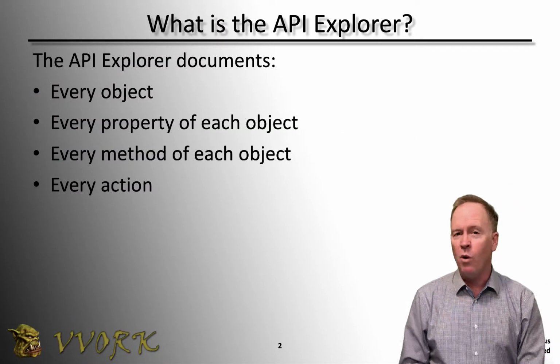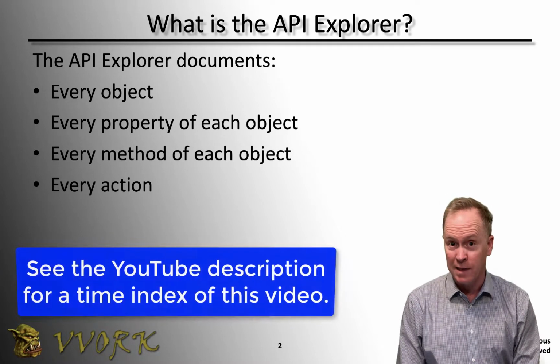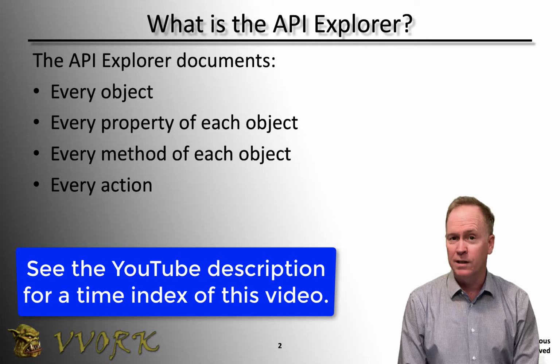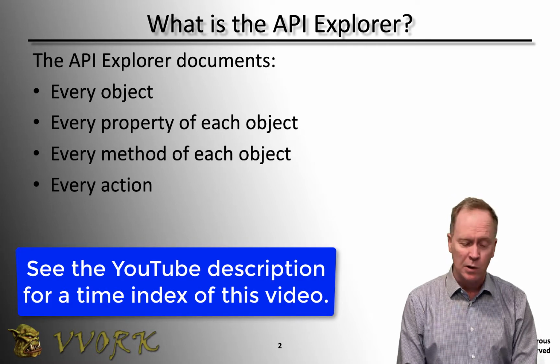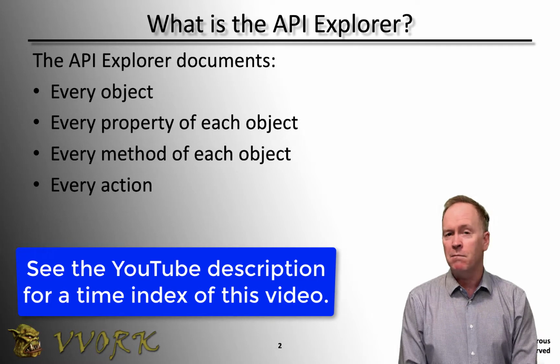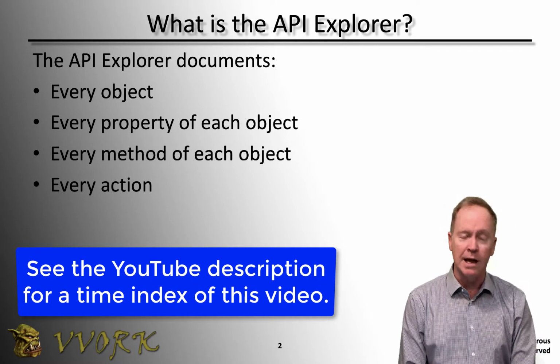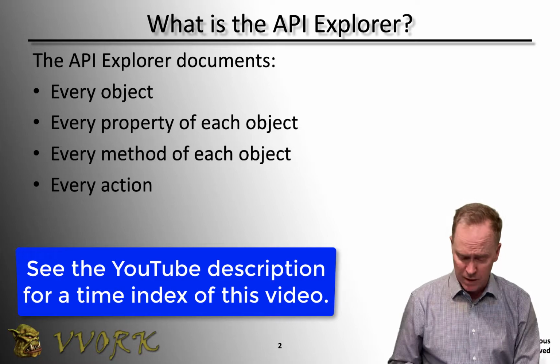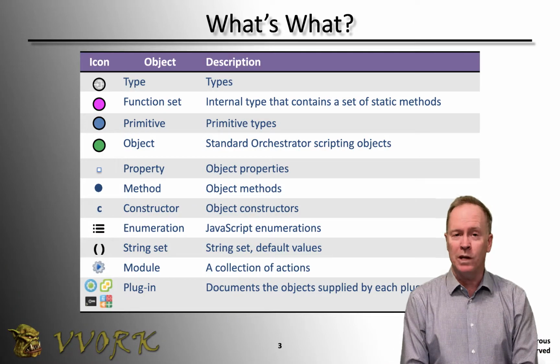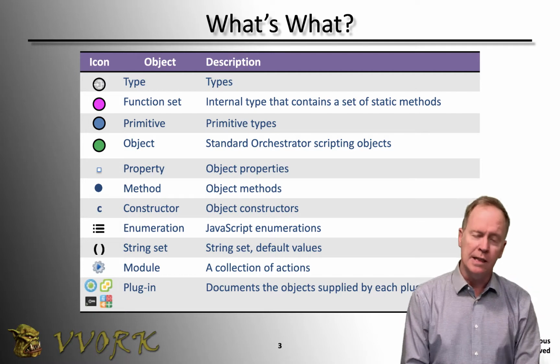Quick reminder, the whole point of the API Explorer is to document things. Specifically, the API Explorer documents every single object that we use in vRealize Orchestrator. It documents every property of each of those objects, every method of each of those objects, and every action that we define.